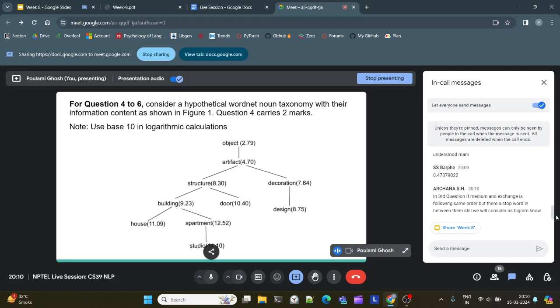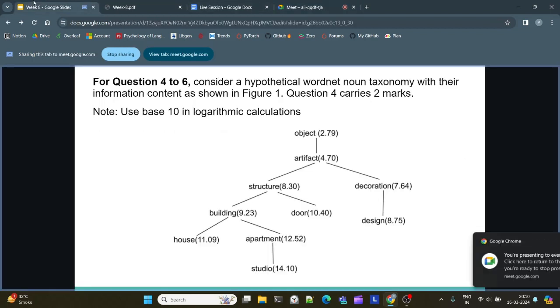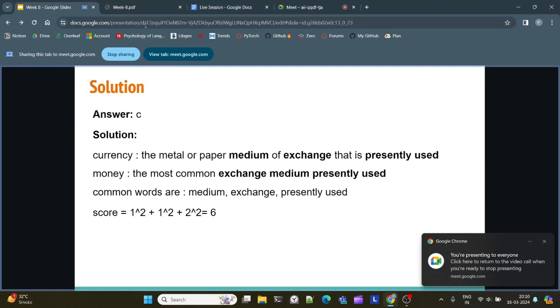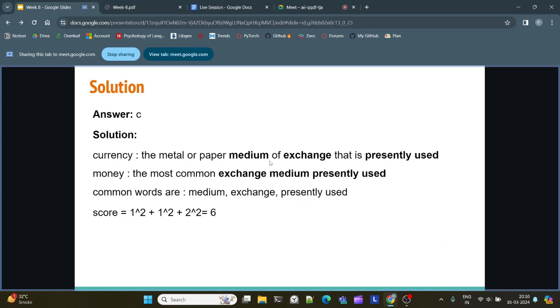So Archana has asked a question. If in both of the glosses, medium and exchange were in the same order, say here it's exchange medium, here it was exchange of medium, and there's a stop word in between, would we consider exchange medium as a bigram or two separate unigrams? So it would be two separate unigrams.